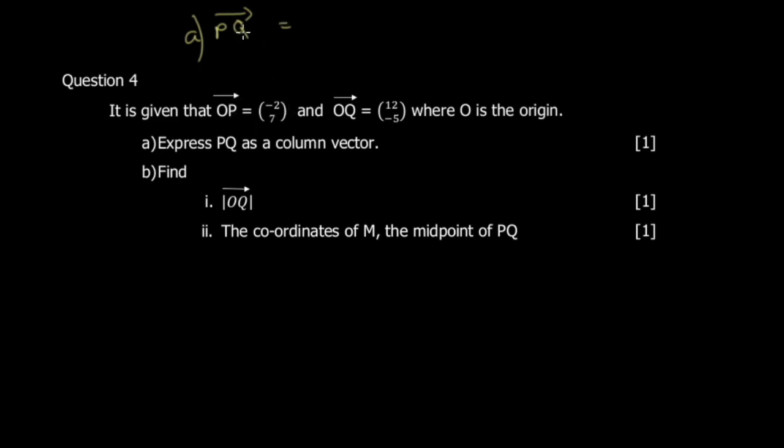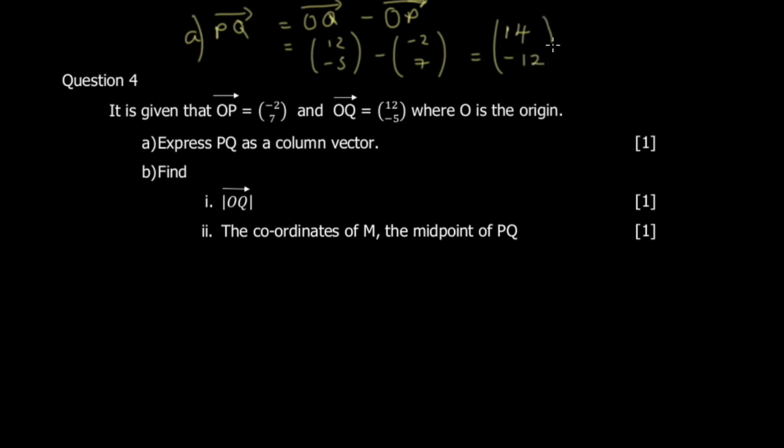You also have these position vectors. For the last letter, you put O and the last letter in your vector. So the position vector that defines the last letter, which is Q in this case, minus the position vector that defines the first letter. So you get OQ minus OP, which is (12, -5) minus (-2, 7). Here 12 minus -2 means 12 plus 2, you get 14. Then -5 minus 7, you get -12. So this would be your answer. So that's it.